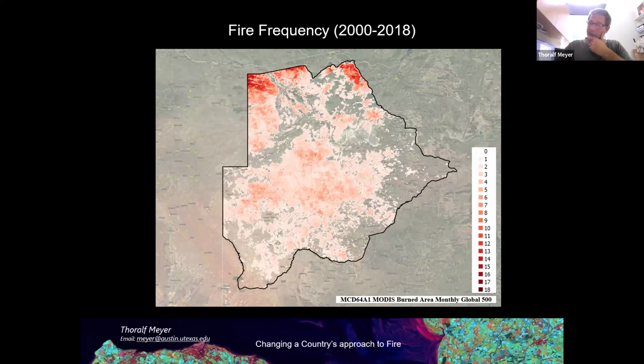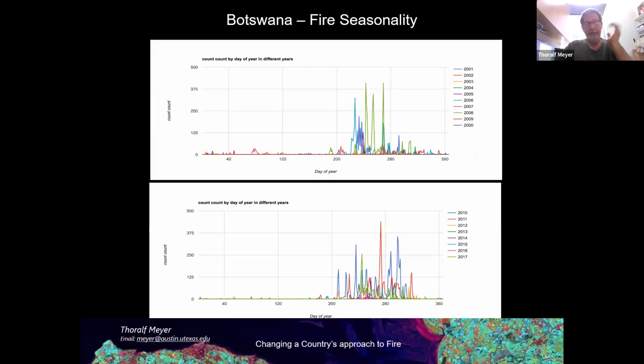And while we were at it, we also looked into fire seasonality. And we saw that over the last 10 years, we actually saw a slight shift in seasonality from early season cold fires to hotter fires by the end of our dry season. So certainly something is happening there with regards to a shift in seasonality.